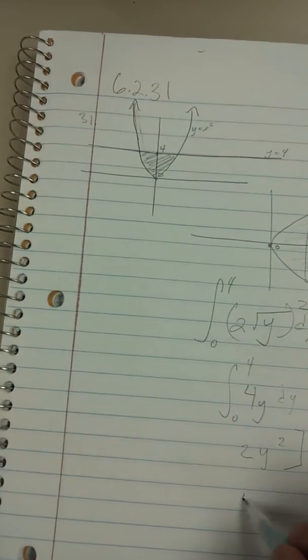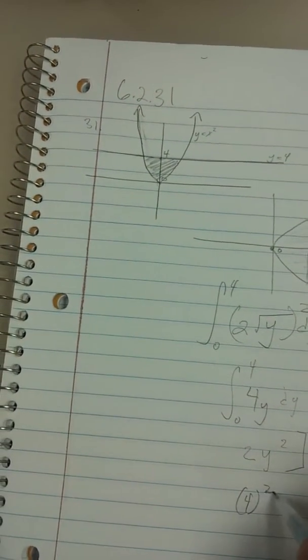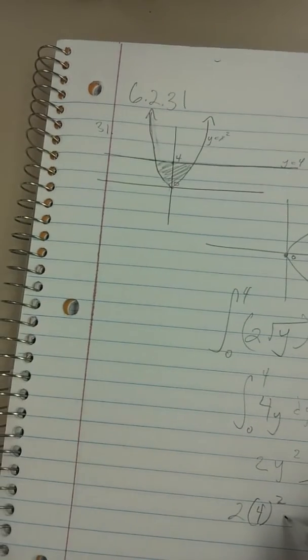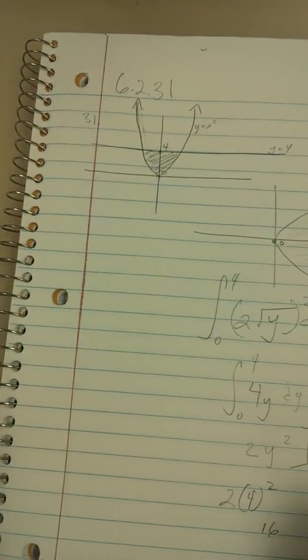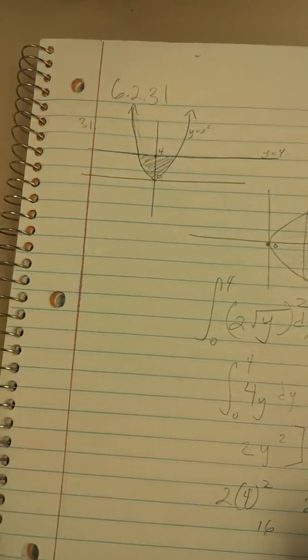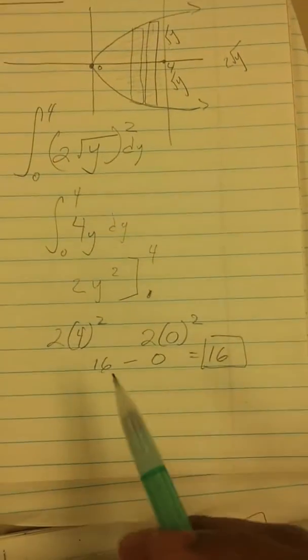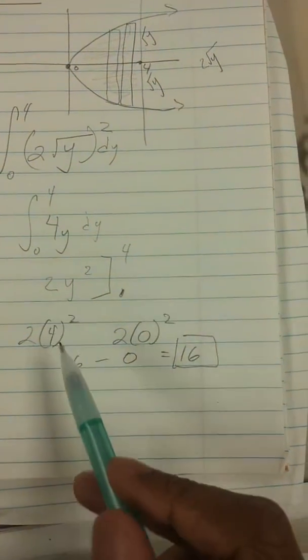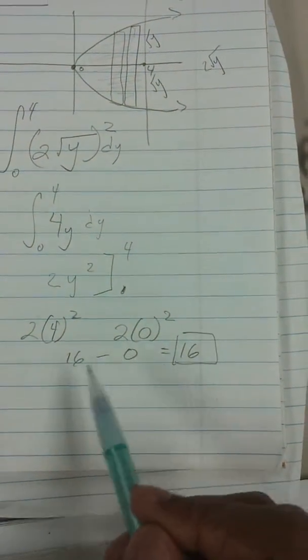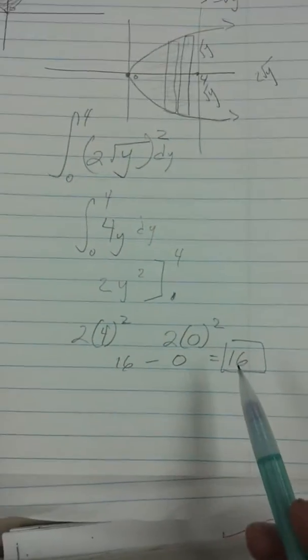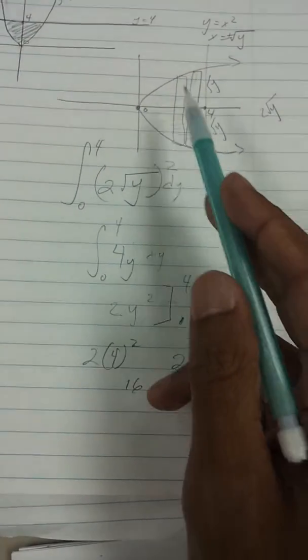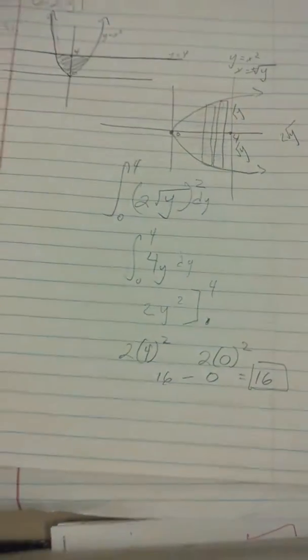We get 4 squared times 2, which equals 16. And then we plug in 0 on this side. Sorry about that. So we put 4 into this, and we get 32, and put 0 in, we get 0. So 16 would be the volume of this function using square cross-sections.